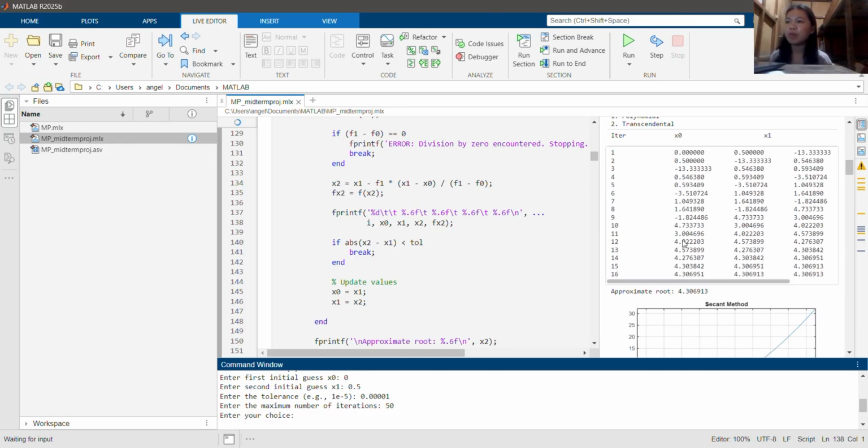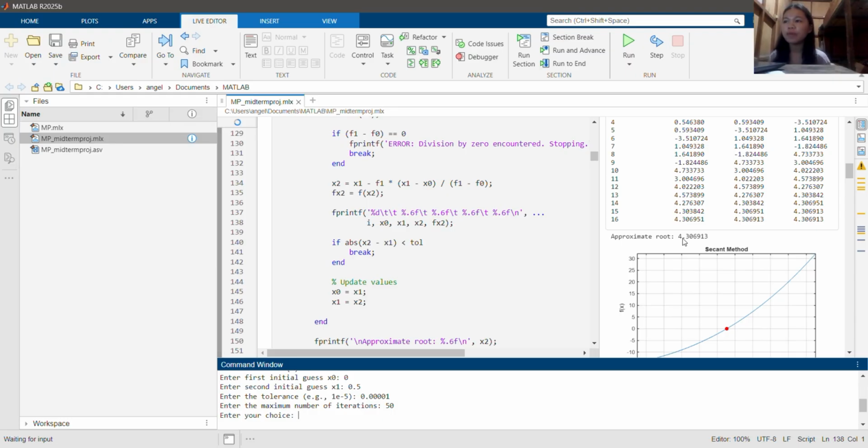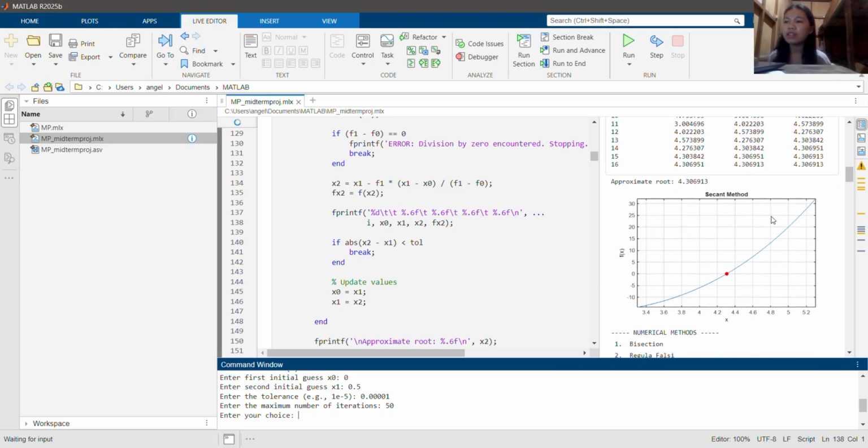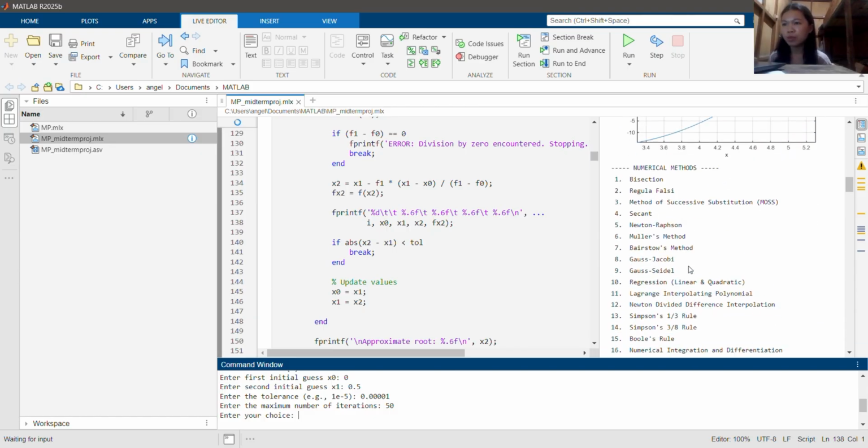As you can see in the iteration table, the iterations stop at number 16, and the approximate root calculated is 4.306913, and below it is our graph for the second method. The red dot is the approximate root for this method.